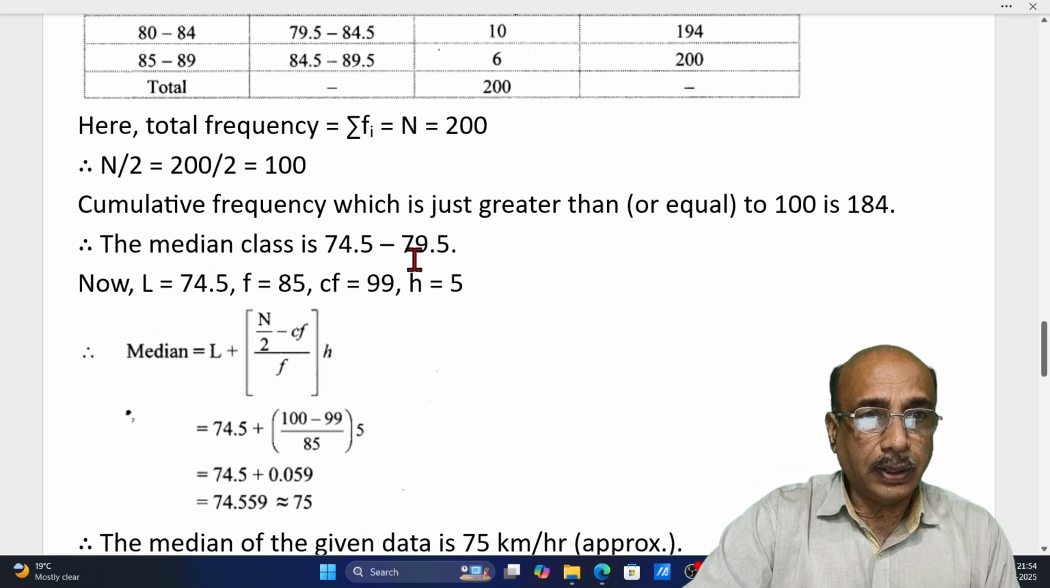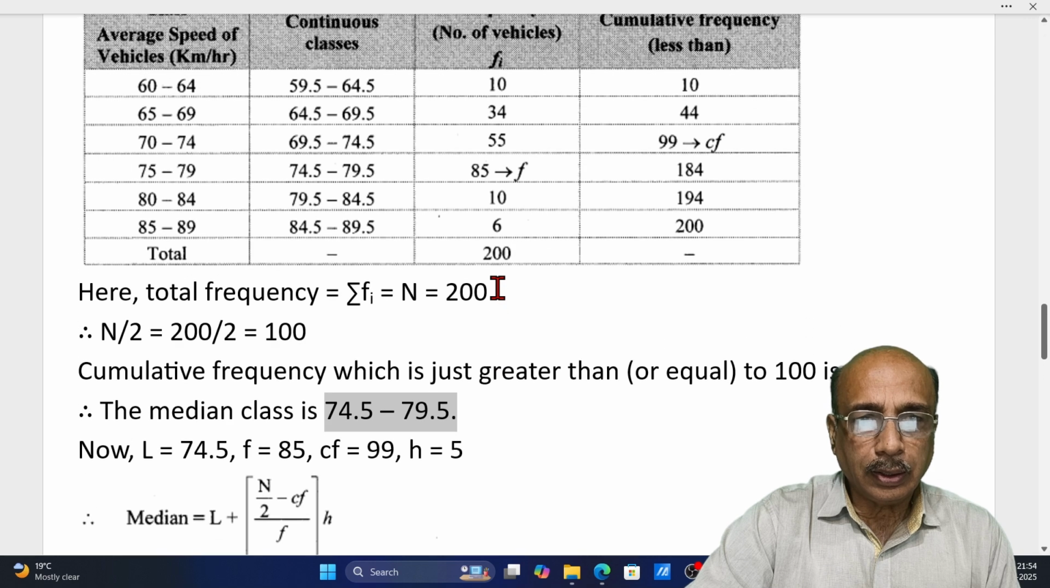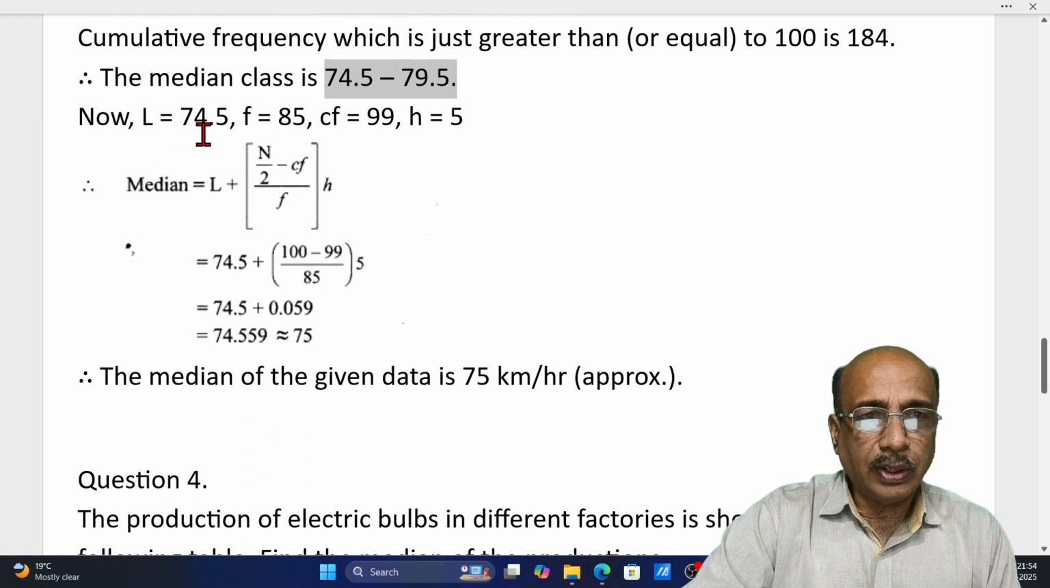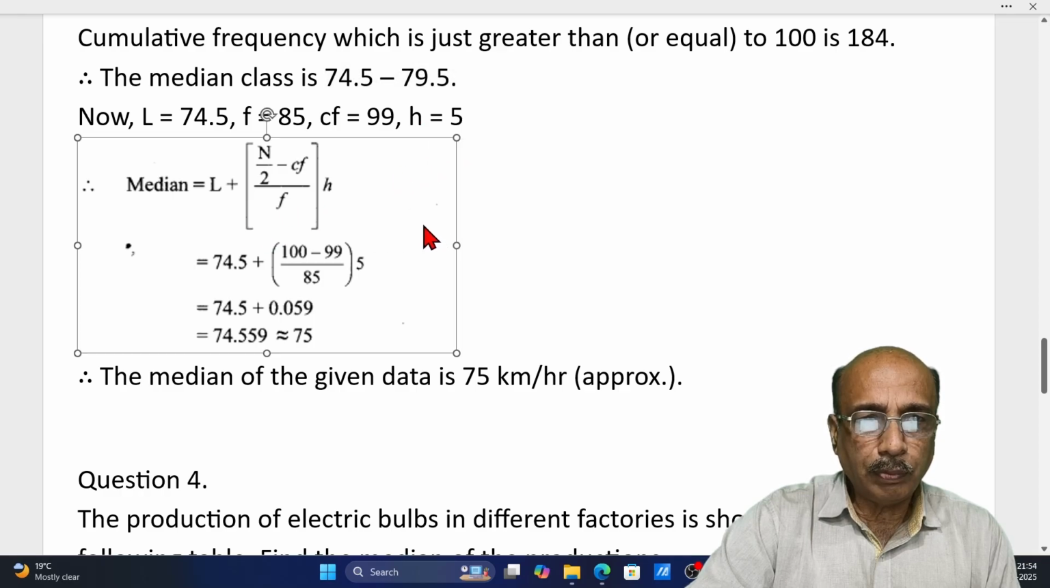From the table, here the median class will be the continuous class. Got it clear? The lower limit of the continuous class here is 74.5. So L equals 74.5, frequency equals 85, cumulative frequency equals 99, H equals 5. Therefore, median equals L plus (n by 2 minus CF upon F) into H.